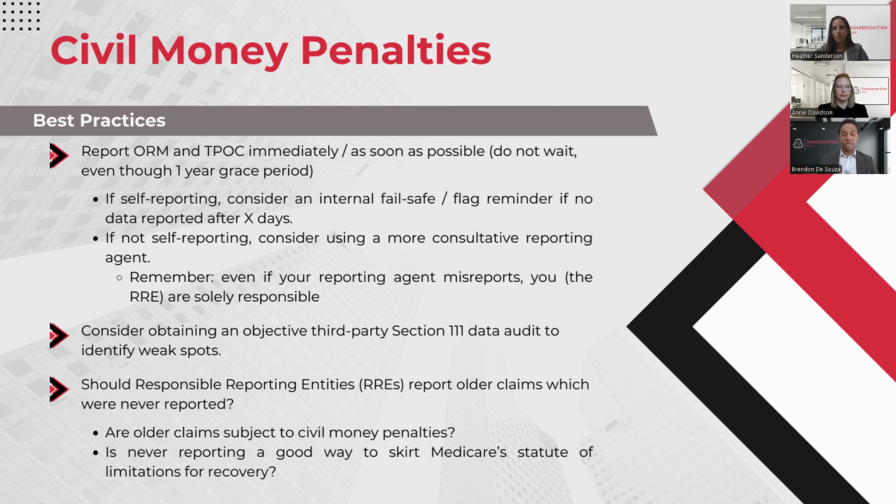And then last thing to note, we have been asked this question: can we just never report either the ORM or the TPOC to Medicare and never face CMPs? Like, how is Medicare going to know? Medicare doesn't get all of their data just strictly from the Section 111 reporting feed. They do have ways of discovering whether a claim actually exists. One way, for example, is if a Medicare beneficiary goes to their treating provider and mentions on their visit, I hurt my arm in this work comp claim, that's something the physician is probably going to report to Medicare. And even though the RRE didn't put Medicare on notice, Medicare is now officially on notice, and that RRE could face some potential CMPs there if it's not properly or timely reported.